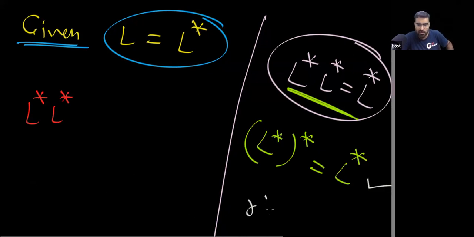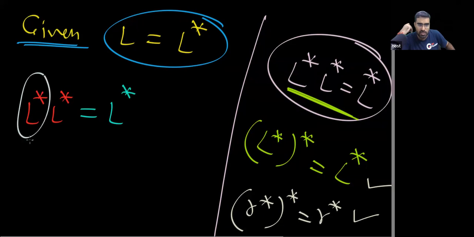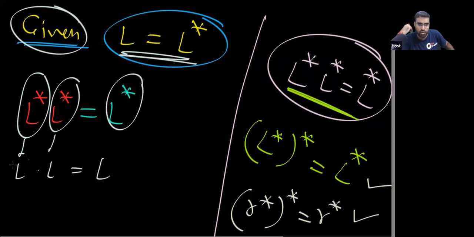We have also seen that for regular expression, R star whole star will be the same as R star. All these things we have seen in our lectures and our homework. So you already know that L star star will be the same as L star. So you can notice, this is the same as L. That is already given. So I can say that LL will be the same as L. So this is your simple proof.